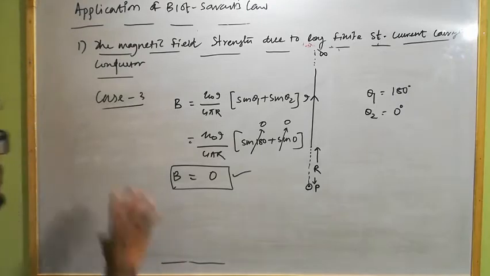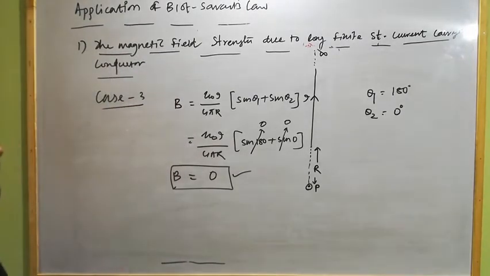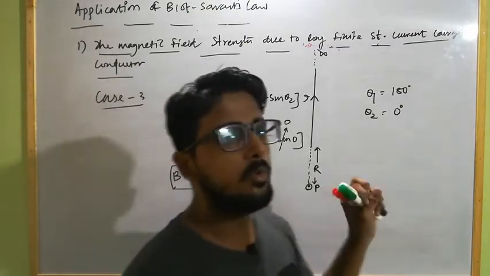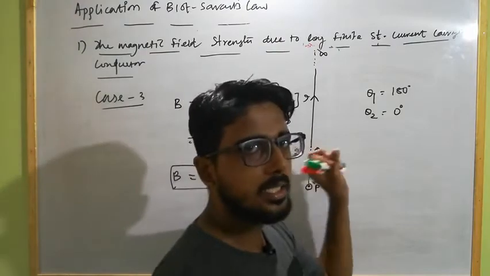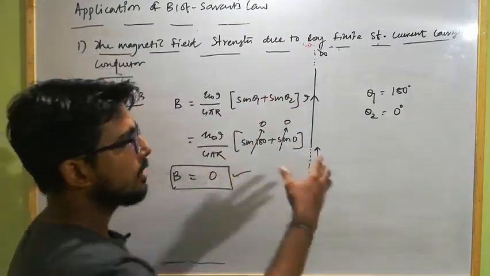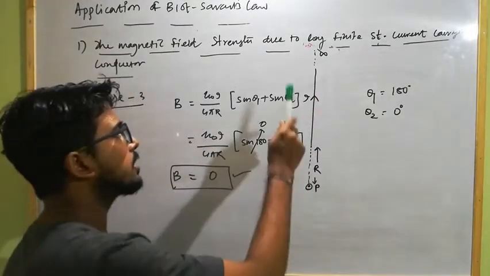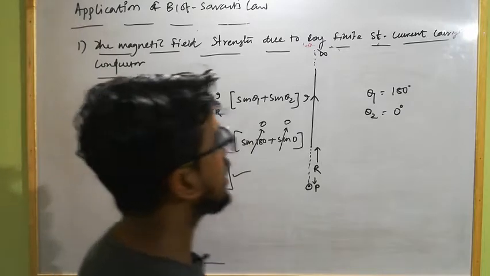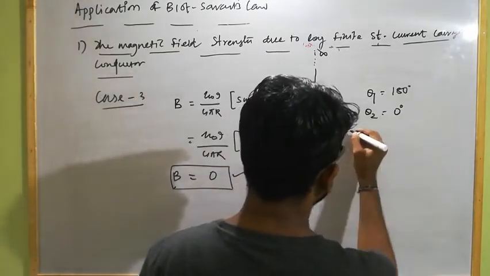So these are some cases regarding the first application of Biot-Savart's law, that is the magnetic field strength due to a long straight current carrying conductor, which we first discussed in general as infinite. In general it is finite, but infinite is a relative term. That means no such infinite long straight conductor really exists, but it is a relative term.